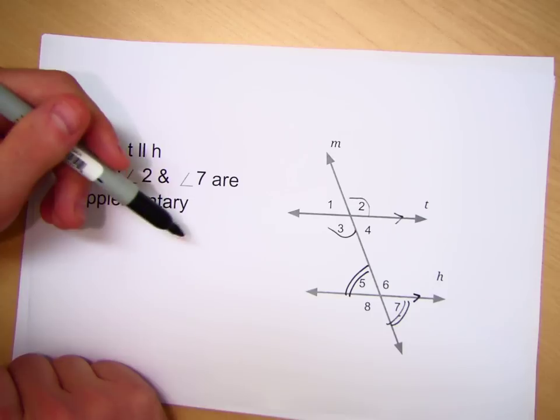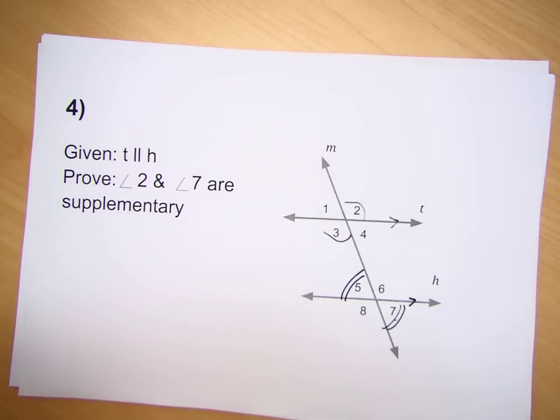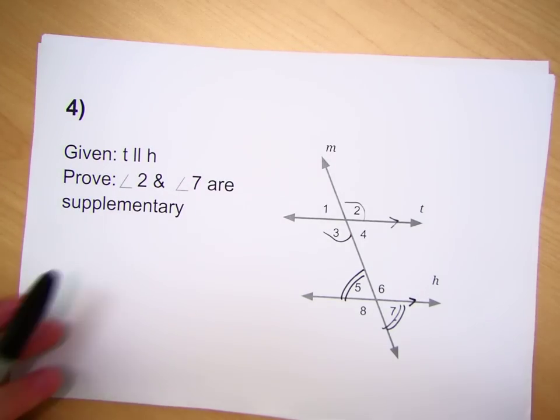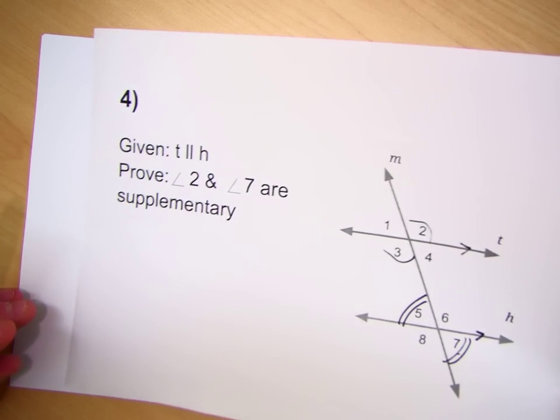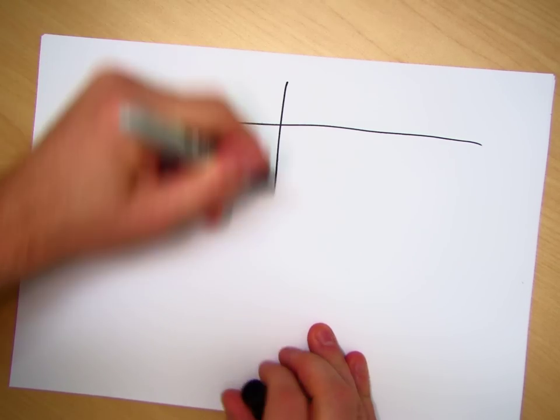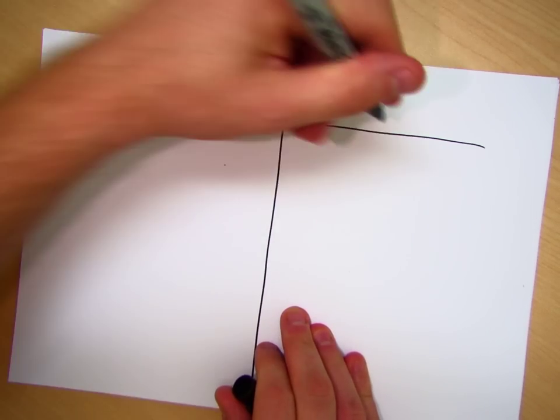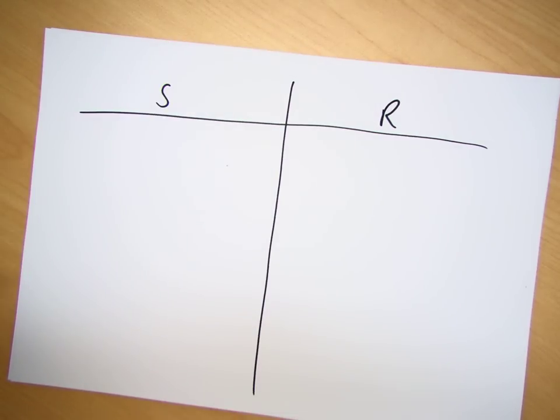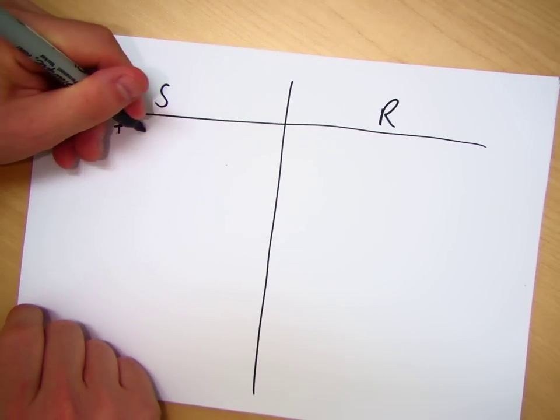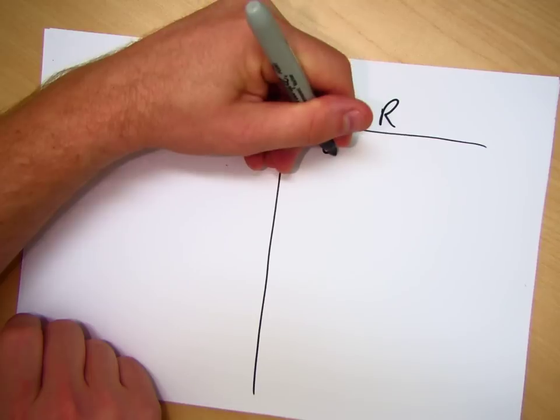And so that's what I'm going to do. There are other ways to do this proof, but that's the route I'm going to use to explain this. And so let's take a look at it. If I look at my basic chart of statements and reasons, the first thing I'm going to do, of course, is write my given and say that T is parallel to H. Of course, that's just given.